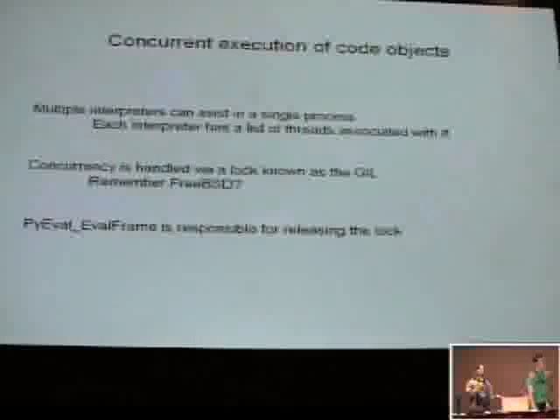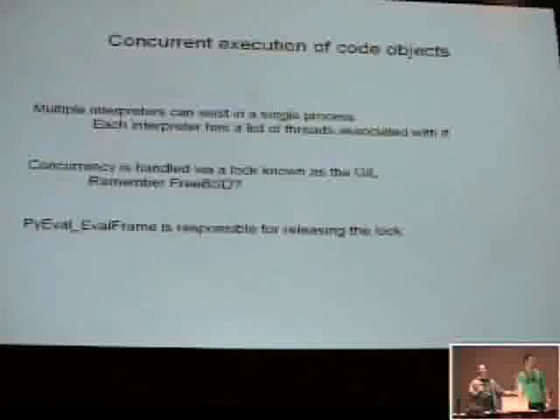So, how does Python support multi-threading? Concurrent execution of code objects is handled more like FreeBSD 4.0's big giant lock, if anyone's familiar with it. Each interpreter that's executed has a lock associated with it. While one code object, or one frame object, is being executed, that lock is held. So nothing else will execute until PyEval_EvalFrame decides, okay, here you go, now you guys can run. That's pretty much how it executes. PyEval_EvalFrame is essentially purely responsible for cooperatively sharing a slice of time with each thread.